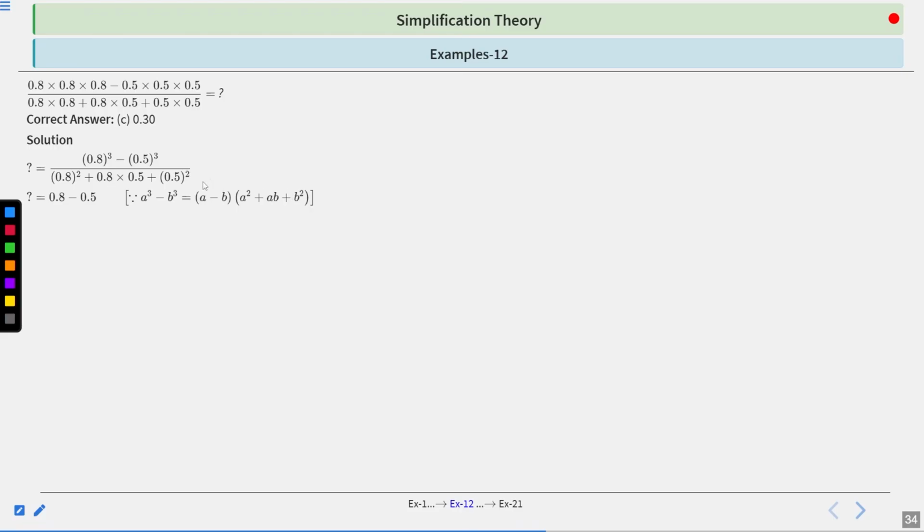And we can easily see that in denominator there is a square plus ab plus b square. So a square plus ab plus b square will be cancelled out in numerator and denominator. So it will become only a minus b. So we can directly write it 0.8 minus 0.5 equals to question mark. So we get 0.30. C is the correct answer. Next one.